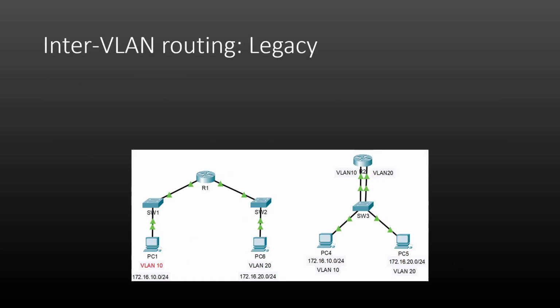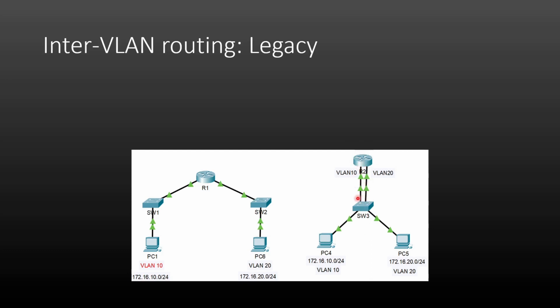Now, let's look at the legacy inter-VLAN routing solution. Two VLANs, VLAN 10 and VLAN 20, are created on this switch. So in order to enable the communication between PC4 and PC5 in different VLANs, we need a router. Then we also need two links between the switch and the router.